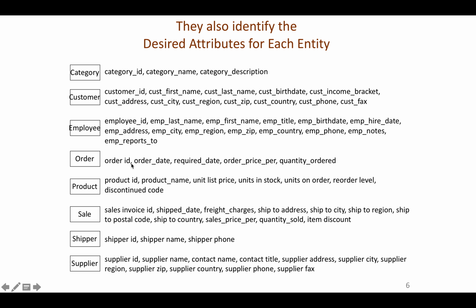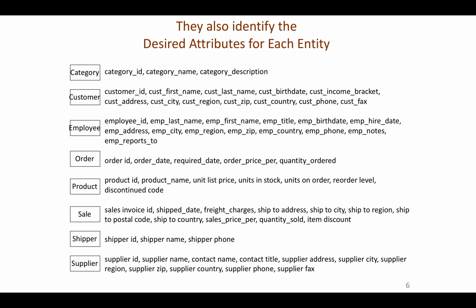And what's happening in this slide is that we have taken the entities and decided what we need to know about them. So for customer, for example, we have the unique identifier, the customer ID. We have customer first name, customer last name, birthday, income bracket, address, and all of the things thereof, phone and fax. So that's all the data that our end users have told us we want to capture about this entity called customer. And it's the same for each one.